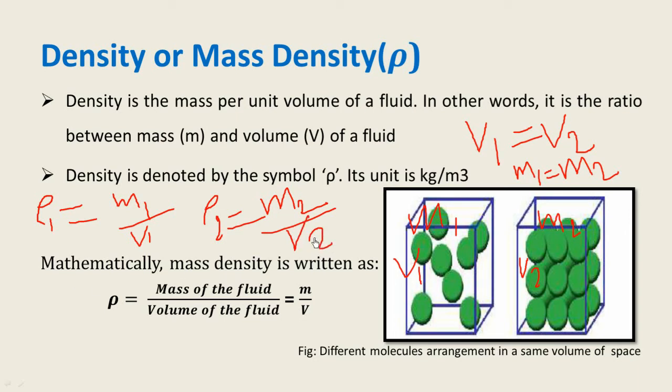Volumes are constant. In the first case mass is less, but in the second case mass is more. So if the mass is more, density will be more, because we have a fixed volume. Definitely the density of the second case will be more compared to the first case. So this is how we come with the density or mass density.